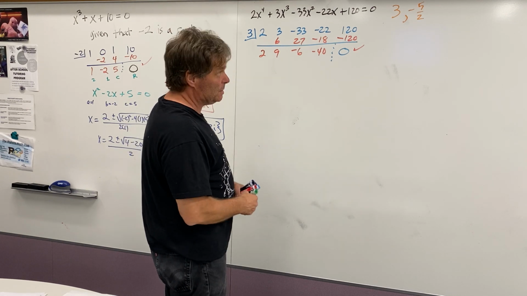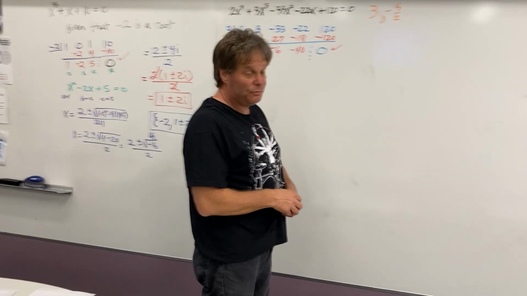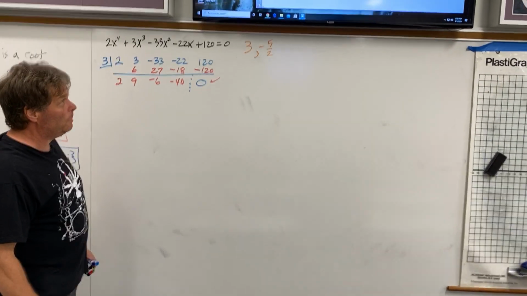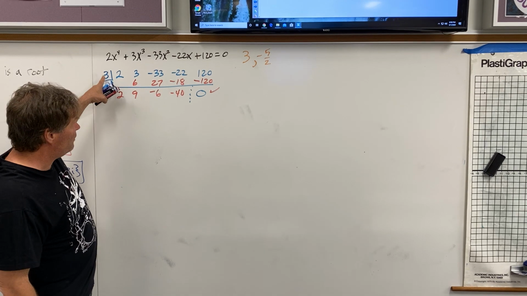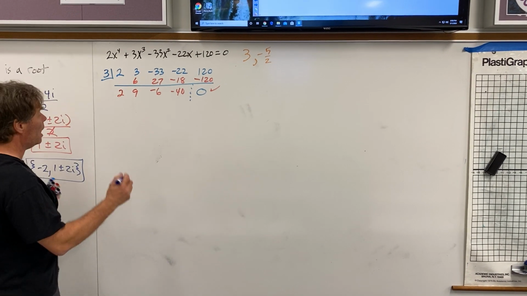I could do this, okay? Negative 5/2 works, right? It's also going to be a root. So I should do negative 5/2 and I still should get a 0. So I could do this.